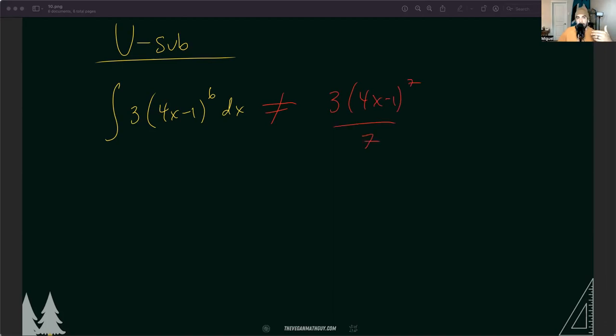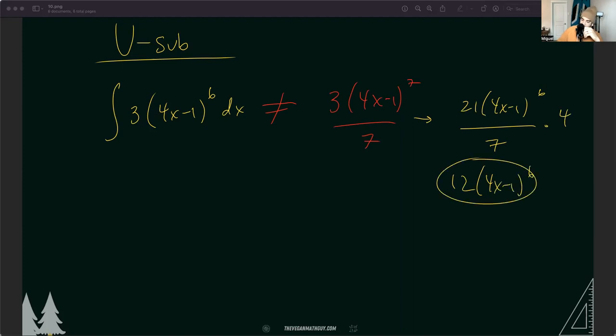If you were to check this, if you were to take the derivative of this, then you will get 7 times (4x minus 1) to the power of 6 over 7 times the derivative of what's inside, which is going to be 4. And that's not going to simplify. This is going to become 4 times (4x minus 1) to the power of 6. So this is not the same as our original equation, but it's close, right? As you can see, we have a 4 and the other one had a 3, so we have to do something with that. So this is where we go ahead and use U-sub.